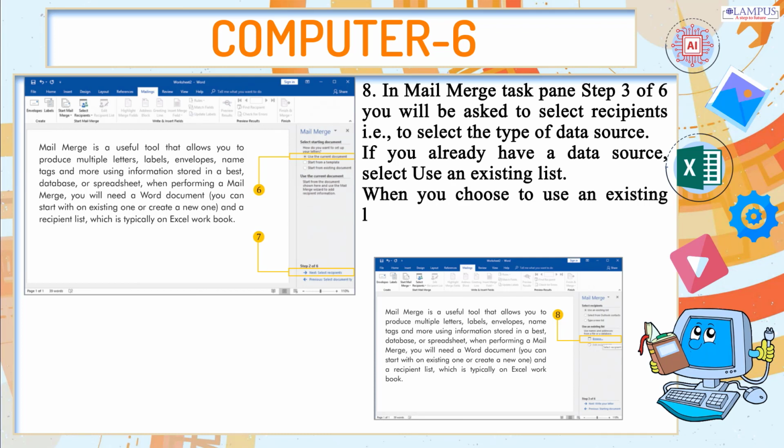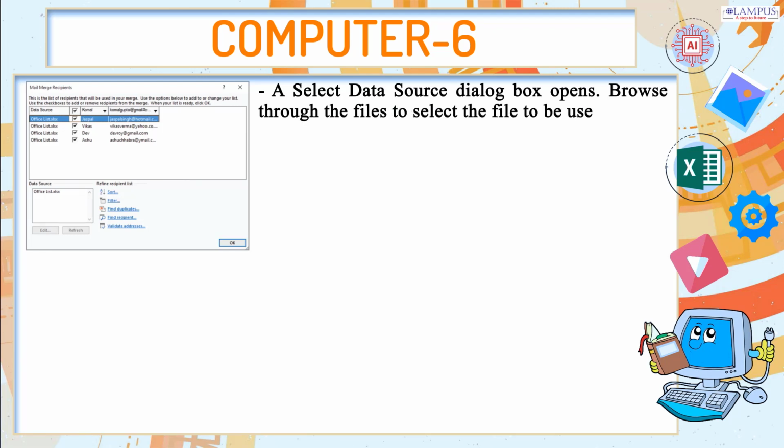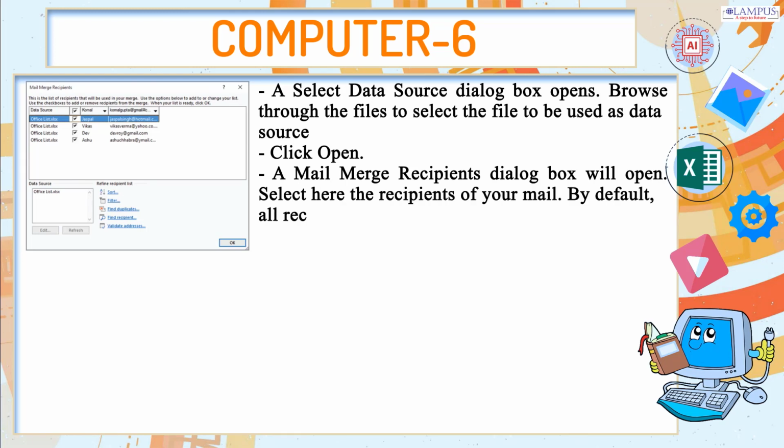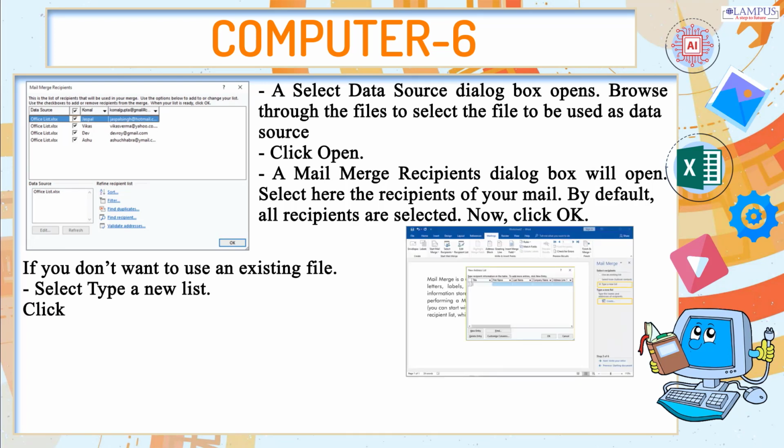When you choose to use an existing list, select Browse. A Select Data Source dialog box opens. Browse through the files to select the file to be used as the data source. Click Open. A Mail Merge Recipients dialog box will open. Select here the recipients of your mail. By default, all recipients are selected. Now, click OK.